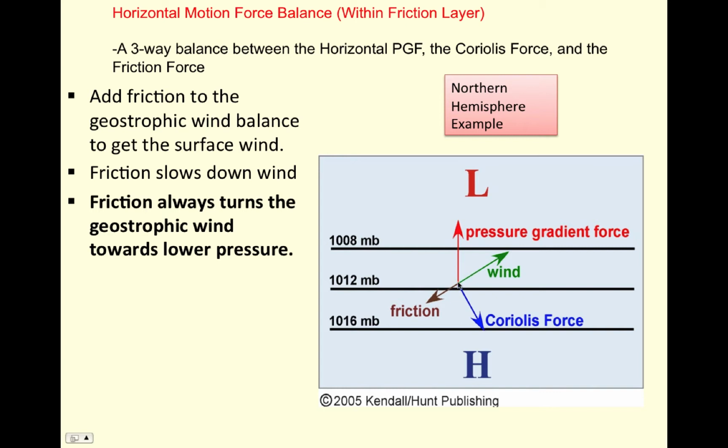And by slowing down the wind, that weakened the Coriolis force, which again is a function of wind speed. You weaken the wind speed, you weaken the Coriolis force. So friction did that to the wind. And that means the Coriolis force gets weaker than the pressure gradient force, allowing the pressure gradient force to push the wind slightly from high to low pressure, which is what it's always trying to do.